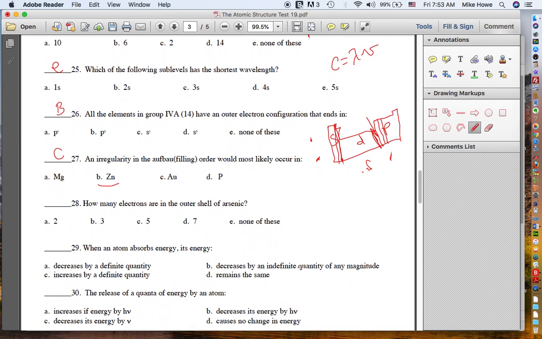Okay, electrons in the outer shell of arsenic. Arsenic's in this next column over here. It's column 15, so there'd be 5 in the outer shell.